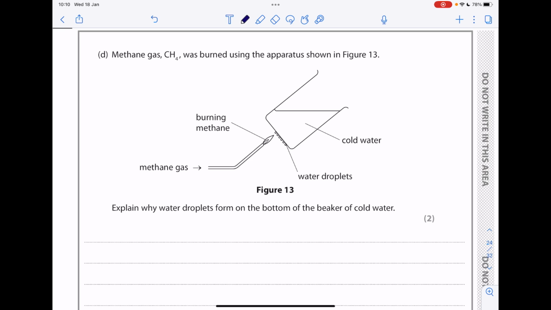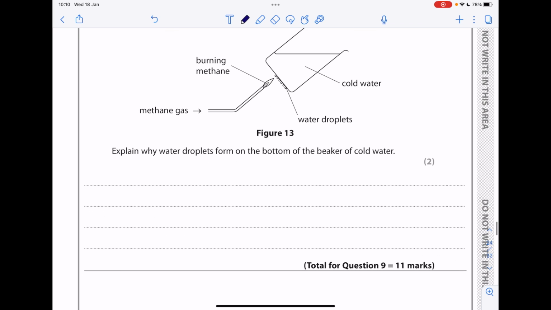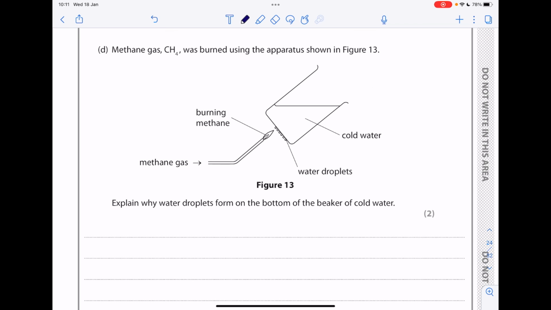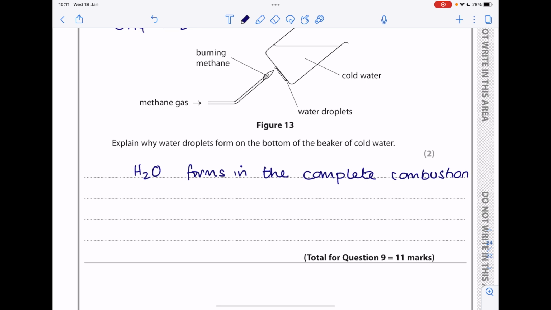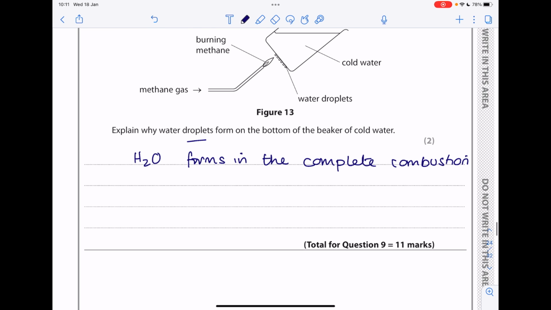Methane gas was burned using the apparatus shown in figure 13. Explain why water droplets form on the bottom of the beaker of cold water. So where would that water come from? Well, if you take your methane, you burn it in oxygen, completely combust it to form carbon dioxide and water. So why does that water form? Because water forms in the complete combustion of methane. And where do the droplets come from? Because that vapour has condensed on the cold surface of the beaker.